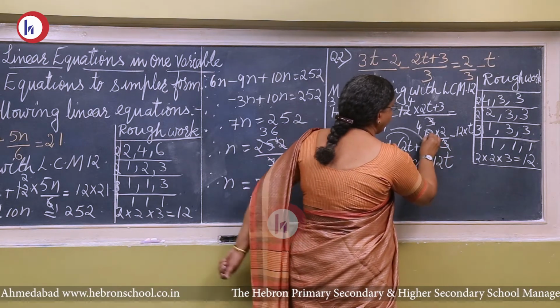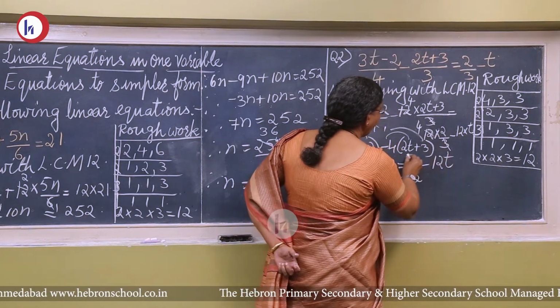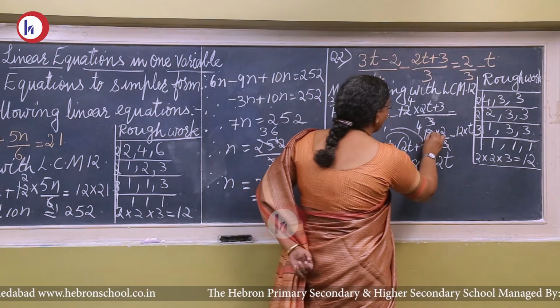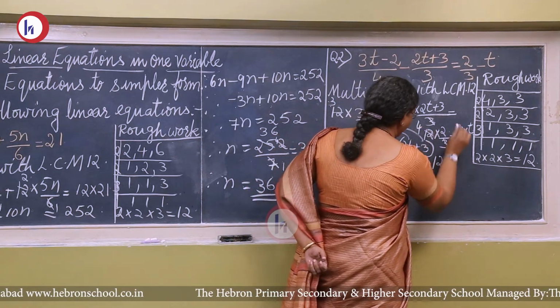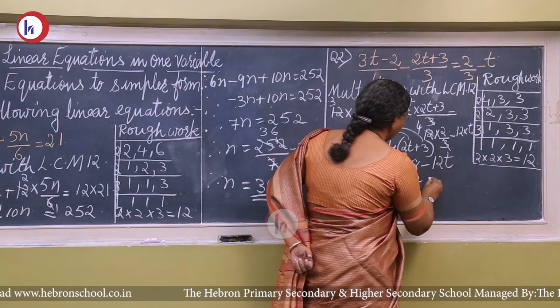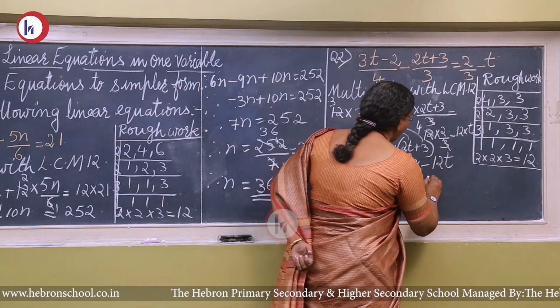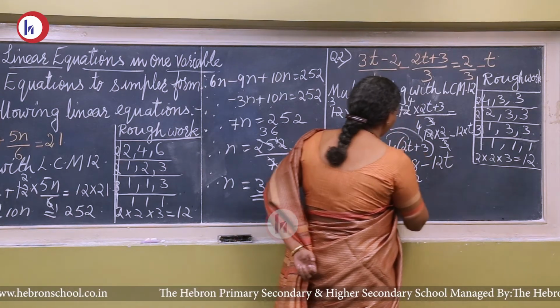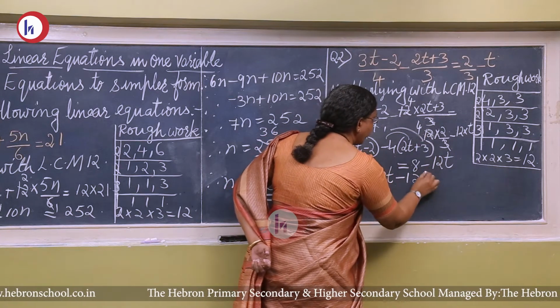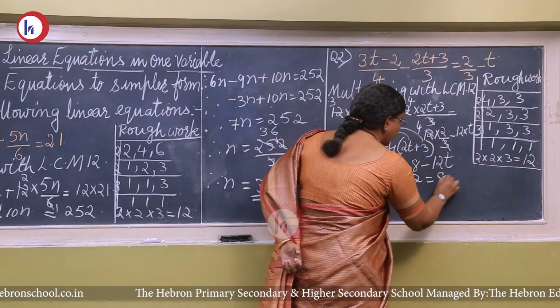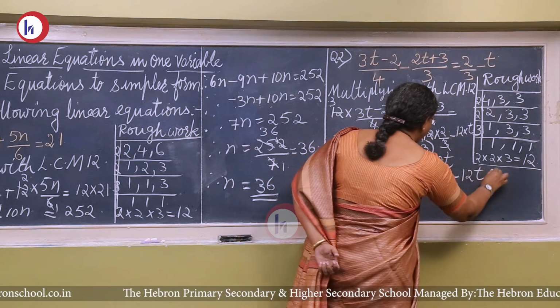Then you can see that here the 12 is cancelled, that is 4. 4 2s are 8. It is already written here. That is equal to 8 minus 12t.